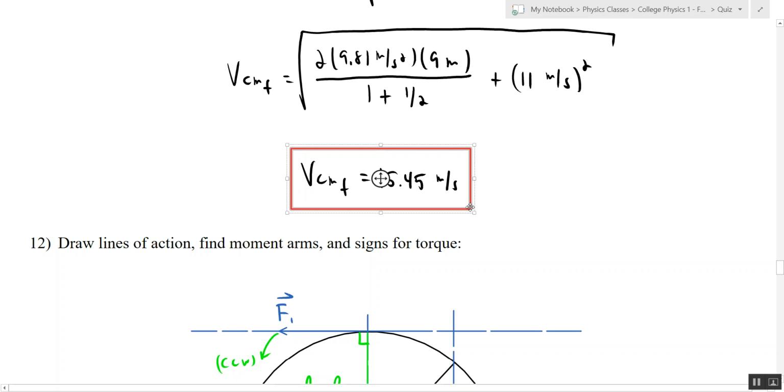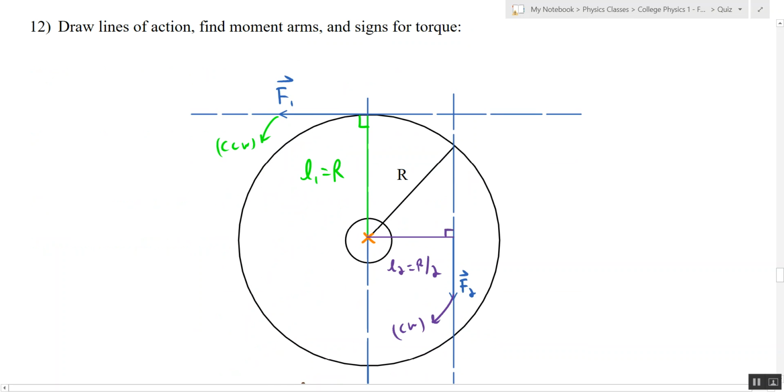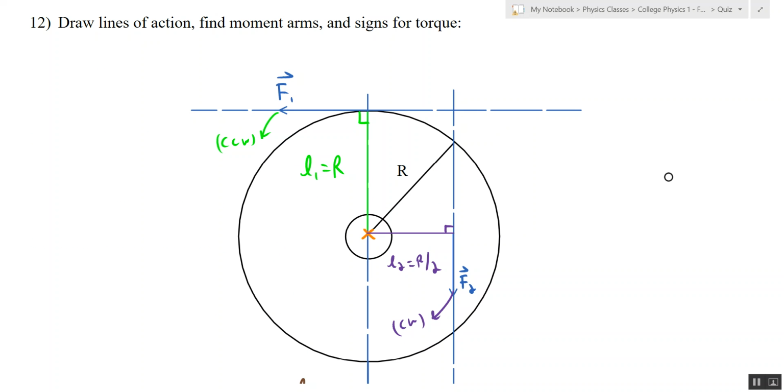The rest of the quiz is now focused on torque. So 12, 13, and 14 are cases where the torque isn't zero, so it's rotating about the center. What I did here is I drew the lines of action. This is for F1, the line of action here. The moment arm goes from the axis to the line of action, perpendicular to it. So the moment arm for F1 is equal to R, and F1 makes this thing rotate counterclockwise about the center. So it's a positive torque, a positive F1 times R.